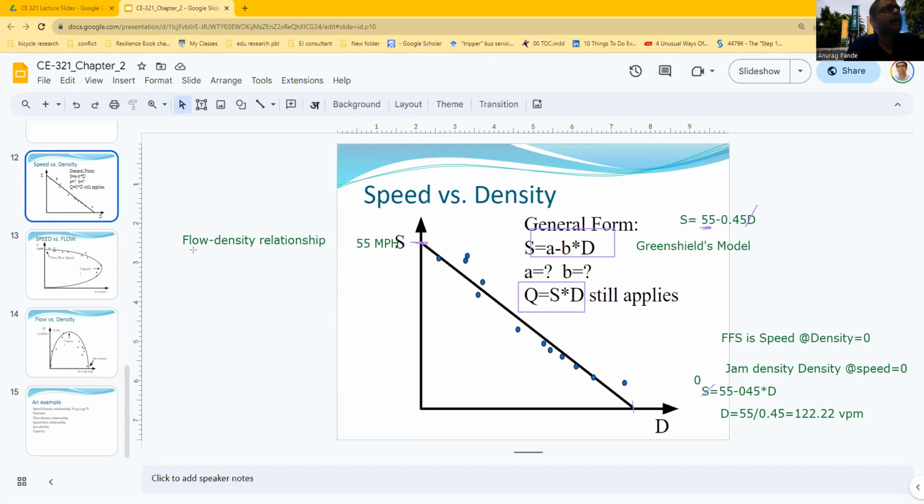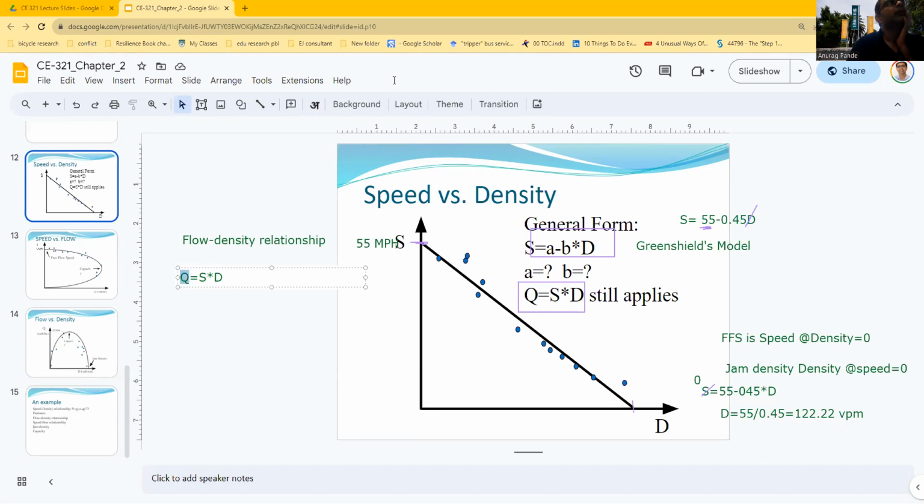If I want to get the flow density relationship, I need to get the flow in the picture. Right now I have speed density, but I also know that I have an equation that can help me derive the relationship between all three variables, Q equal to S times D. So Q is the flow rate equal to speed times density. And I want flow and I want density, so I want this Q in the mix.